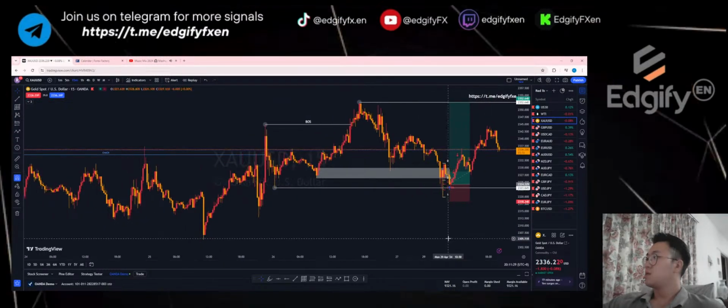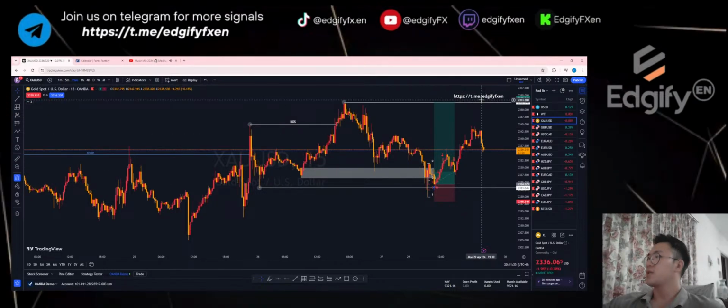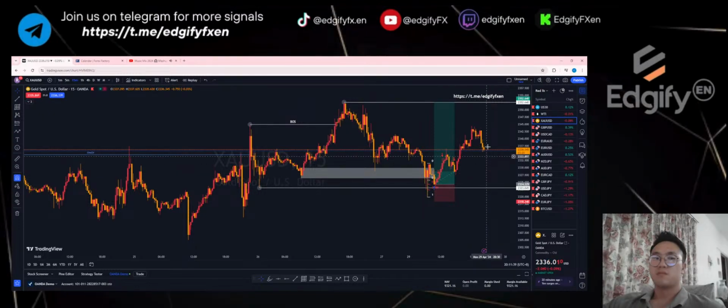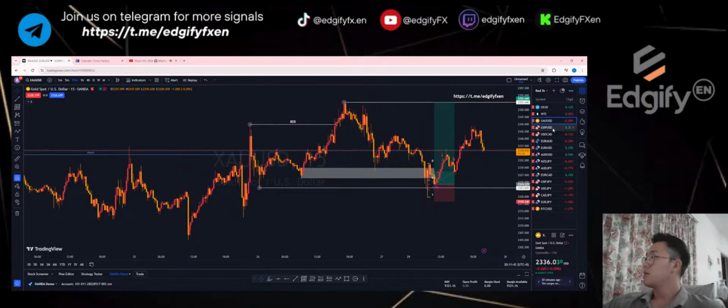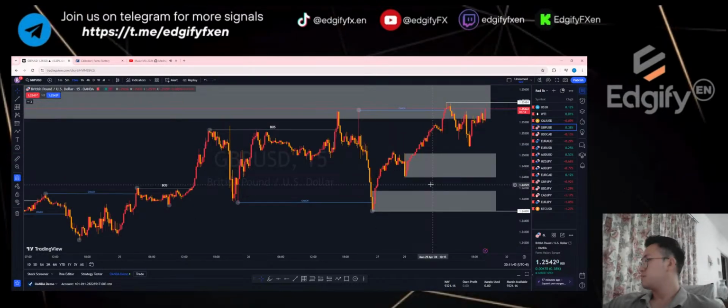So basically, like I've said, for gold, we are just waiting to see this break above. We want to see the price breaking the top side. Then we can actually take a sell on the hour 4. Okay, so let's move on to GBP USD.